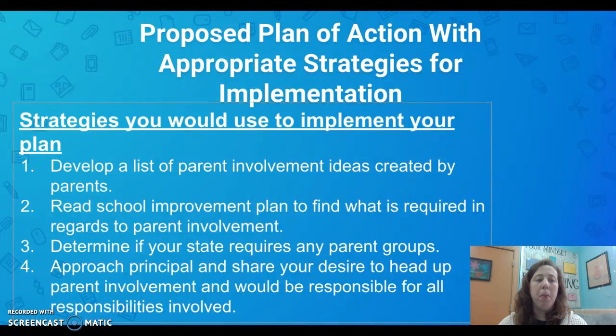Strategies I would use to implement my plan. I would first develop a list of parent involvement ideas created by parents. I would then read the school improvement plan to find what's required in regards to parent involvement. Thirdly, I would determine if my state requires any parent groups. And lastly, I would approach the principal and share my desire to head up a parent involvement group and would be responsible for all the responsibilities involved.